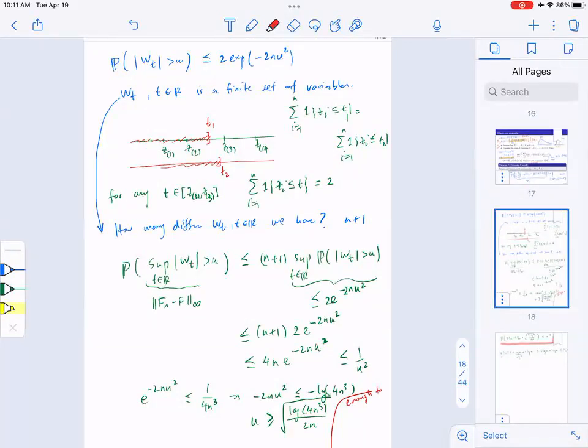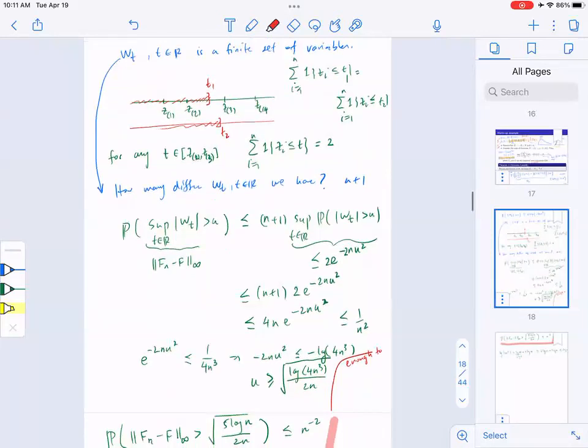And so we're going to see that. Is the argument clear? Does it make sense to people? Questions? So the main point is how many different subsets of these random variables I'm going to see.